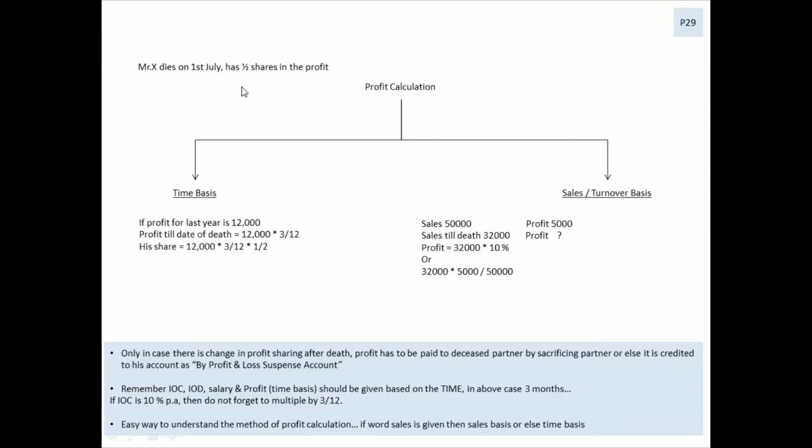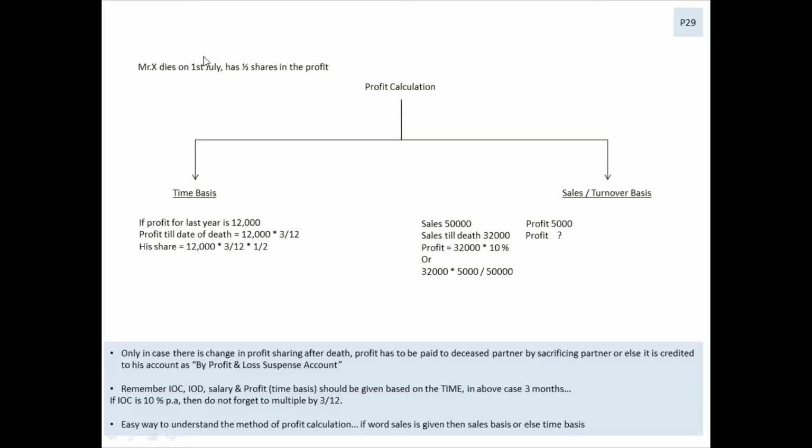Now how do we do the sum? The calculation can happen in two different methods. One method is called the time basis and the second method is called the turnover basis, where turnover means sales. Now for the time basis, they will give you certain information. The profit for last year is 12,000. So now how do you calculate the profit? If last year the profit was 12,000, can we understand what profit we earned per month last year? I divide it by 12. I understand the profit is just 1,000.